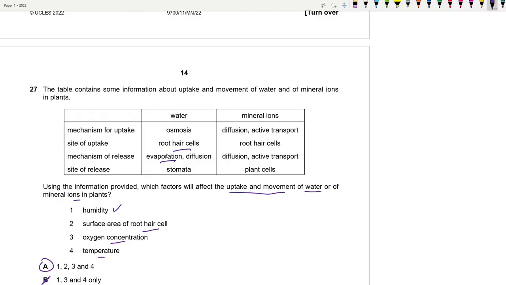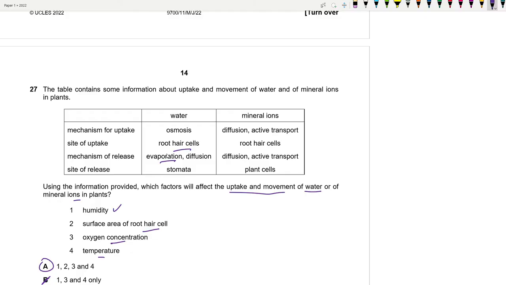Basically, if there's more oxygen, there will be more respiration. You can think of it that way. So more CO2 will be given off. And it's like a vicious cycle. More photosynthesis will occur, so we need more water for that, basically. So what's the correct explanation for number 3?